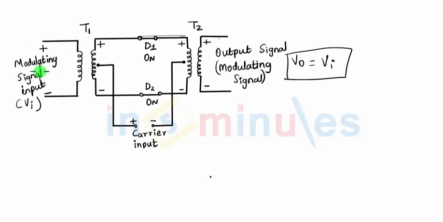My input, which is the modulating signal, I'm calling it VI. So my output VO will be equal to VI. This is happening because both the diodes D1 and D2 are on, and the cross branches, the diagonal branches, are acting open right now because those two diodes are reverse biased.